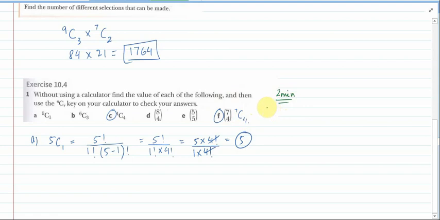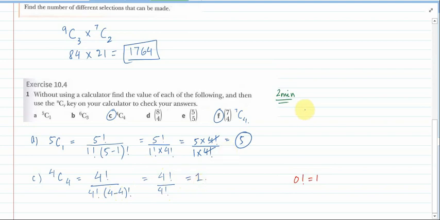So start. Alright, for part C, it says 4 combination 4 equals 4 factorial divided by 4 factorial into 4 minus 4 factorial, right? Keep in mind that 0 factorial equals 1. So now it will be 4 factorial divided by 4 factorial, right? You can verify your answer, which equals 1, from the calculator.